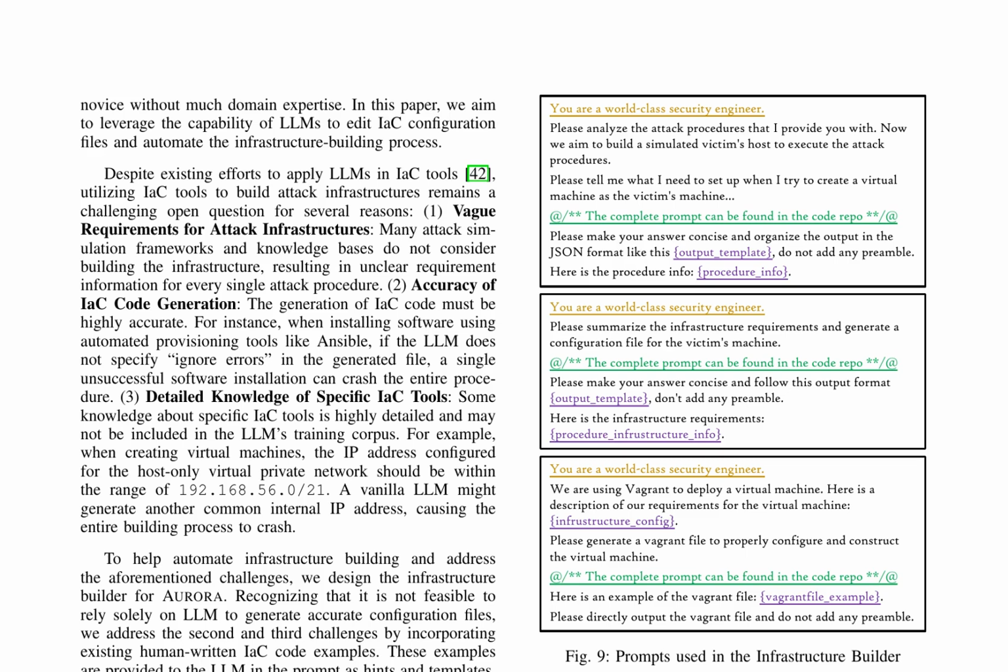In this paper, the authors aim to leverage the capabilities of large language models, LLMs, to edit infrastructure as code, IAC, configuration files, and automate the infrastructure building process for attack simulations. The authors identify several challenges, including vague requirements for attack infrastructures, the need for accuracy in IAC code generation, and the requirement for detailed knowledge of specific IAC tools.